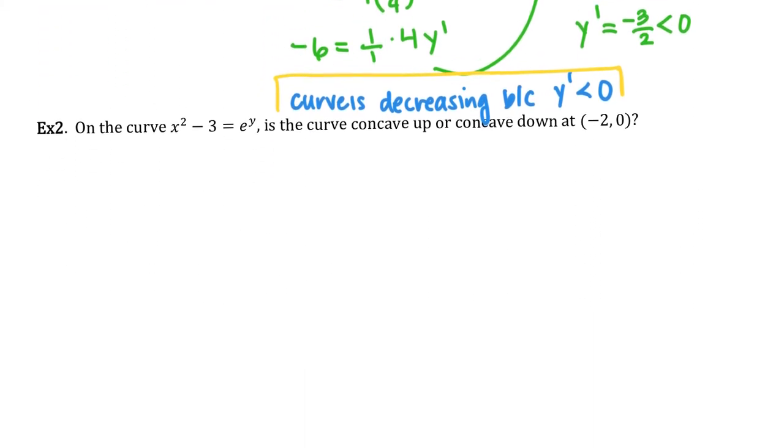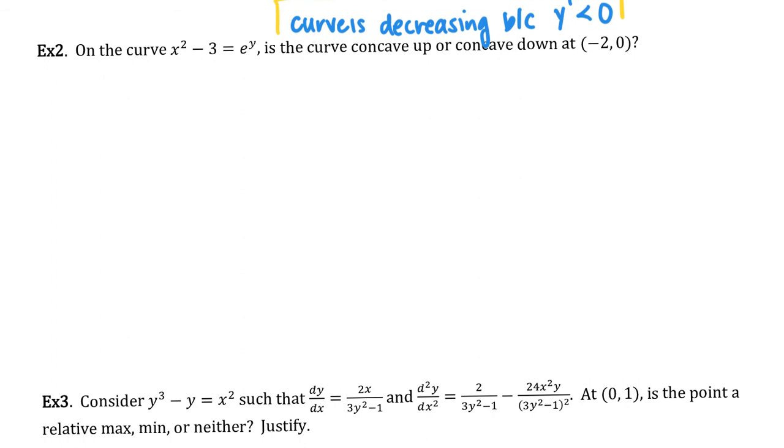Okay, let's go ahead and look at example 2. On the curve x squared minus 3 equals e to the y, is the curve concave up or concave down at negative 2, 0? Since I see concave up and down, I'm thinking I want the second derivative, which we can call y double prime, or d squared y over dx squared. This is implicit, so I'm going to take the derivative with respect to x and get the first derivative, and then I'll go from there.